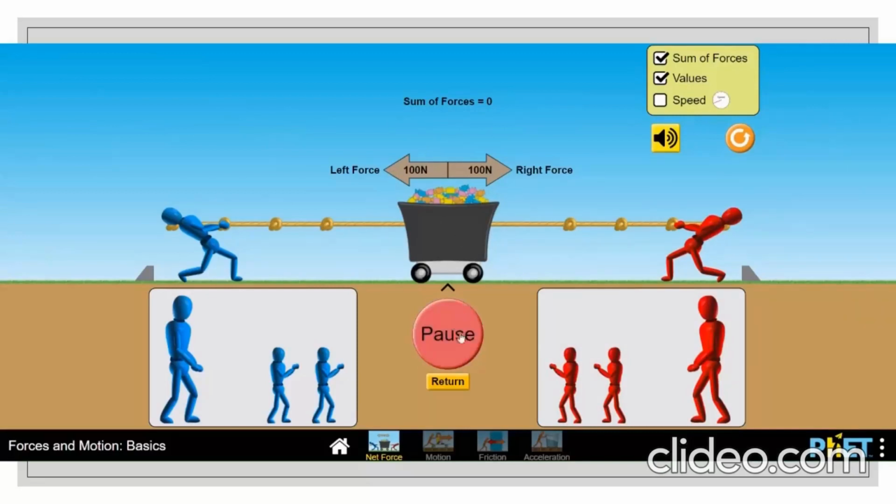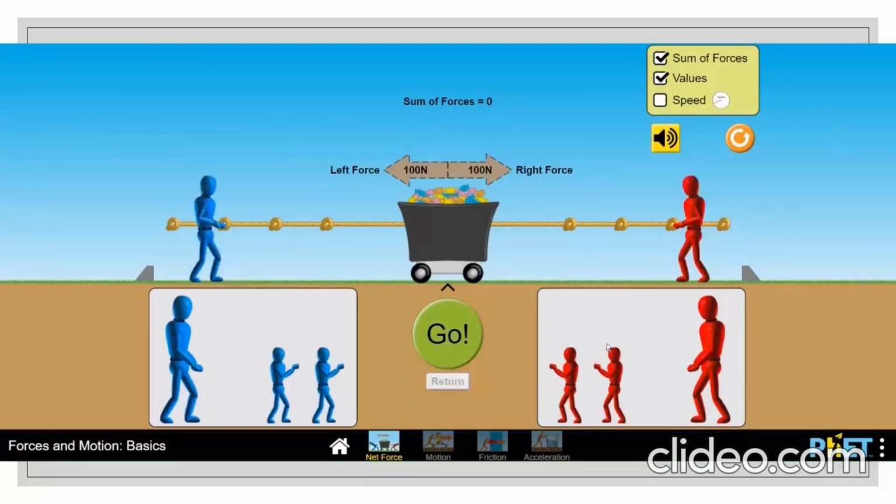Now let's pause again and let's add another person on this right side, a person with less strength. Right away we see that the right force is now a little bit bigger, and of course now the sum of the forces is to the right. A tiny arrow to the right shows that more force is getting exerted in the right direction.